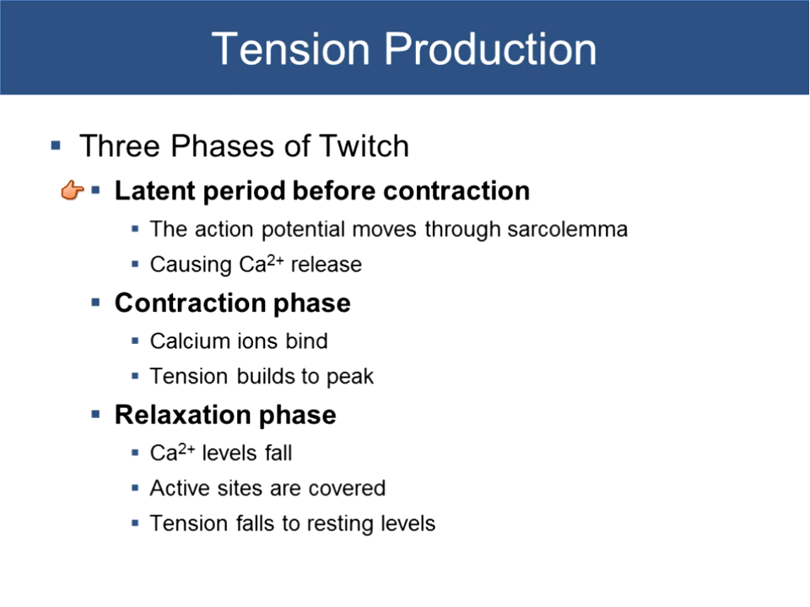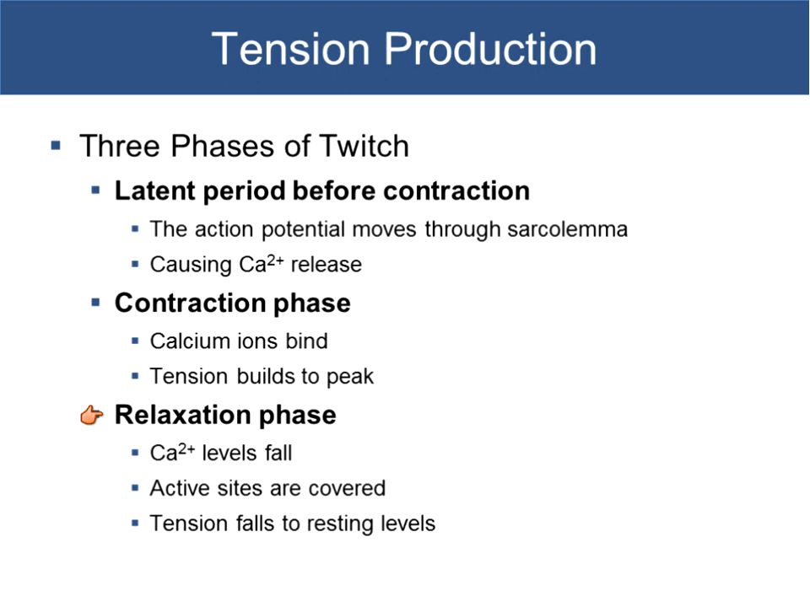For a twitch, there are 3 phases. The latent phase is right before the contraction. That's where the action potential moves through the sarcolemma and causes calcium to release. The contraction phase is when calcium binds to troponin, causing tropomyosin to roll off of the active sites of the G protein, and the myosin head pulls the thin filament in towards the center. Then the relaxation phase, where calcium levels fall and go back to the sarcoplasmic reticulum, the active sites are recovered, and the sarcomere goes back to its resting length. So 3 parts of that contraction.